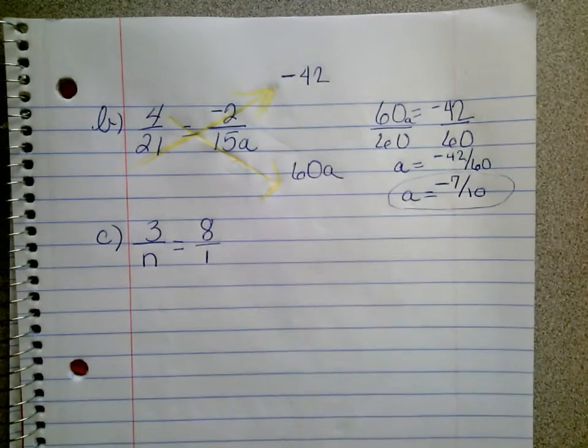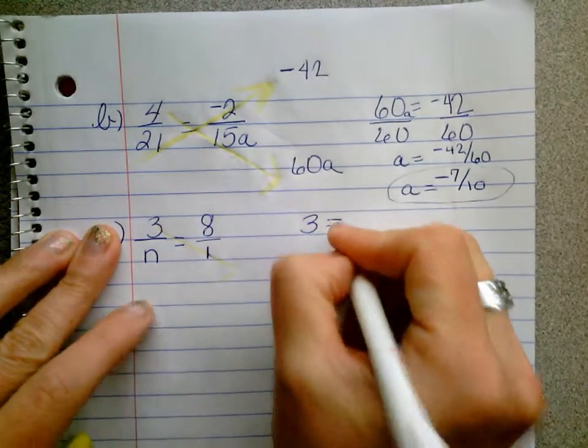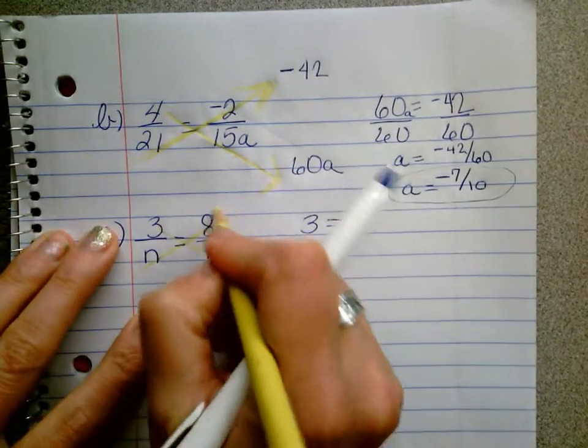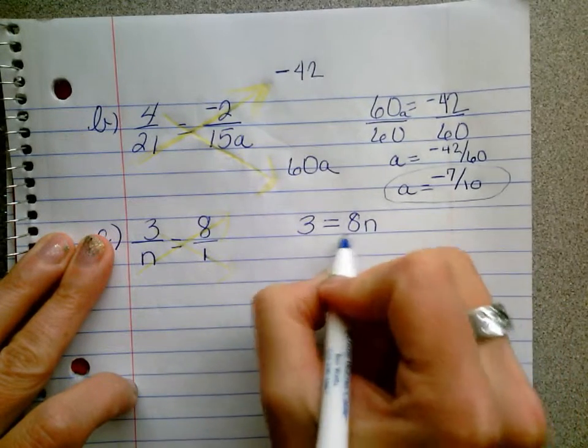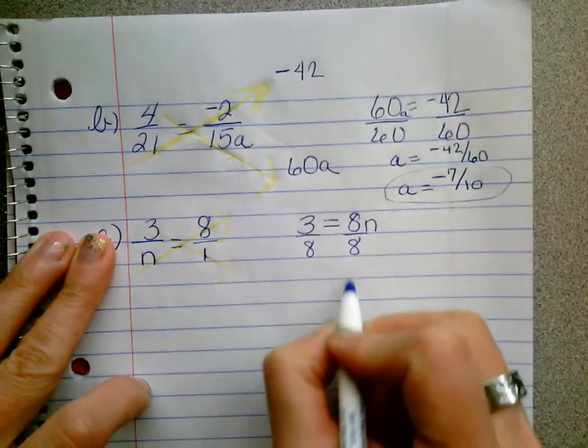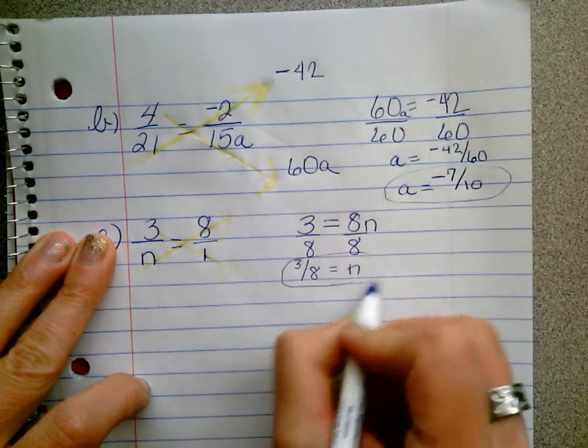Cross product principle. 3 equals 8n. n is equal to 3/8. Not much more you can do with it.